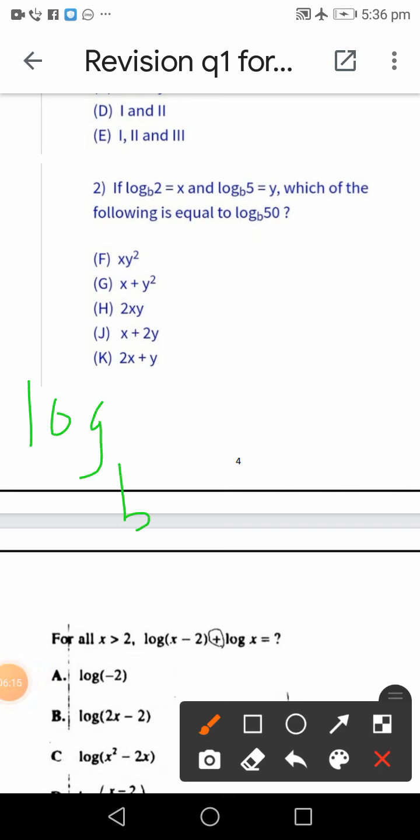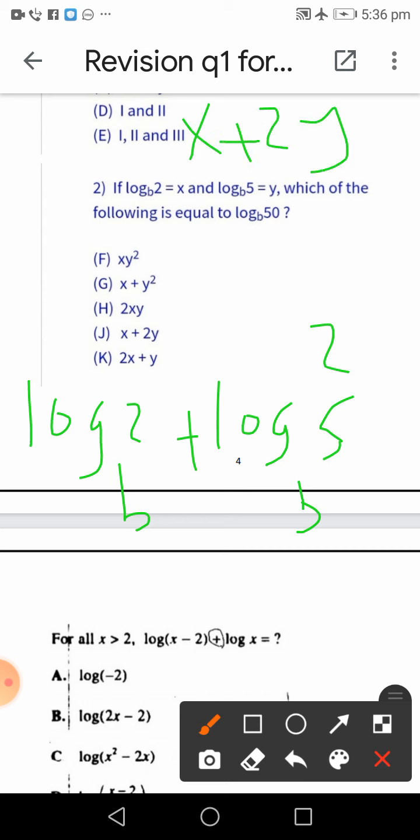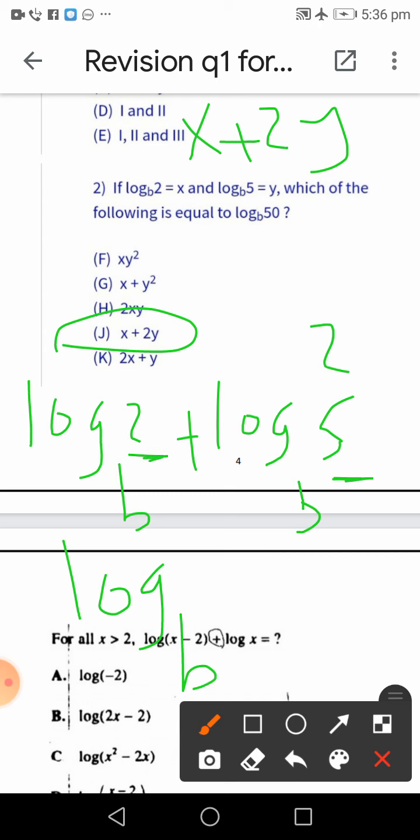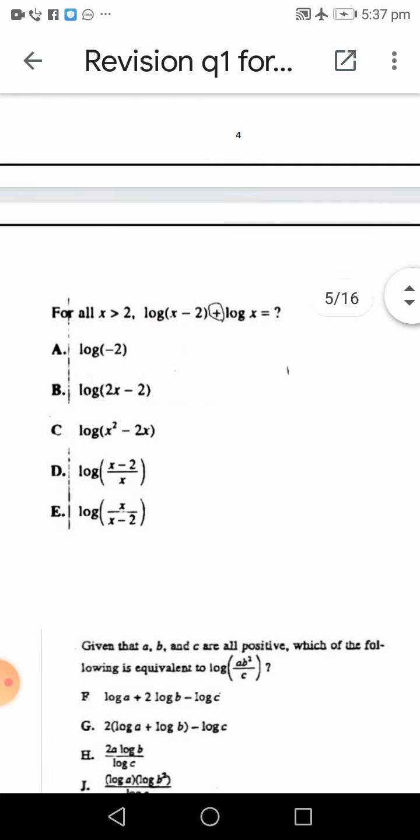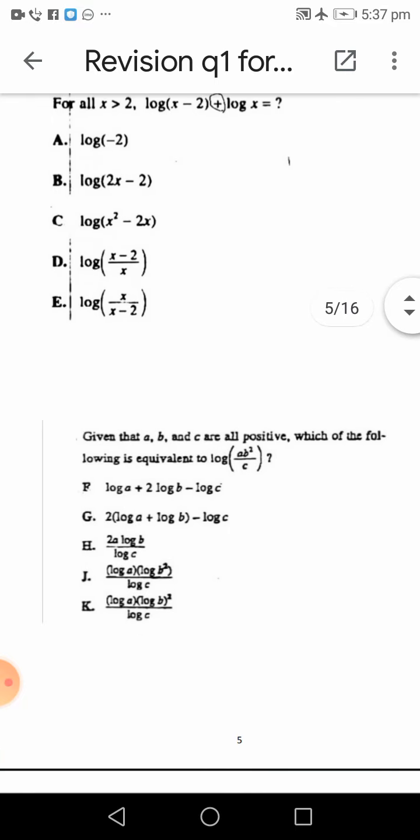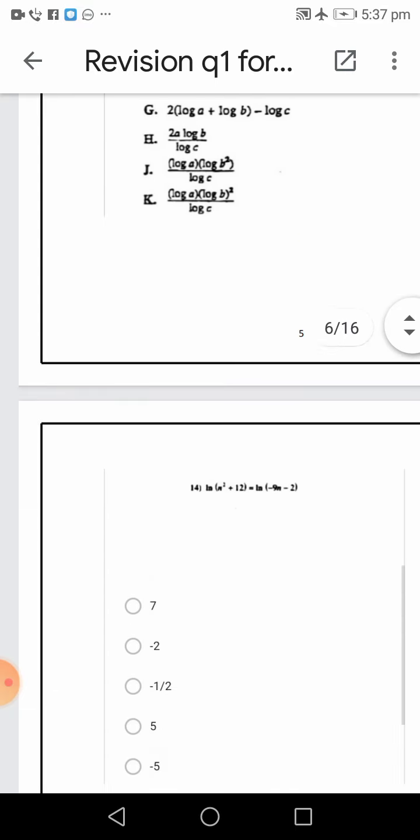Log b of 2 plus log b of 5 squared. Here you add x plus 2y, right? So you can take only one log b and multiply 2 times 25 to get log b of 50. So here log b of 50 is x plus 2y. The only concept here is that you can use the properties. Here are two properties. You can find all these questions in the videos before.